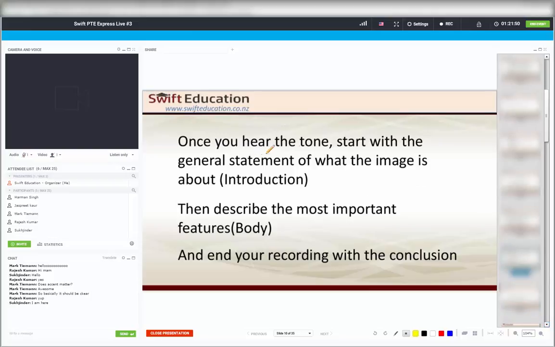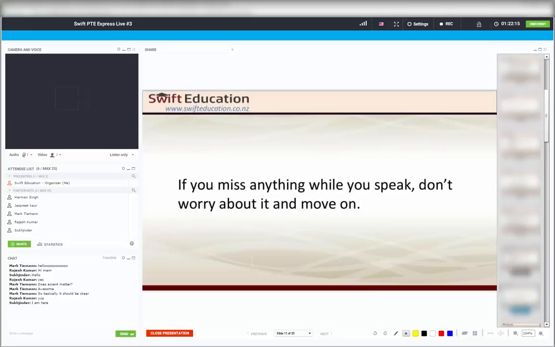Once you hear the tone, start with the general statement of what the image is all about. So I don't have to explain to you that you start with an introduction, then you go into the body and then you go into the conclusion. So once you hear the tone, start with the general statement of what the image is about, give the introduction, then describe the most important feature, that's the body of the image, and then you end your recording with the conclusion.